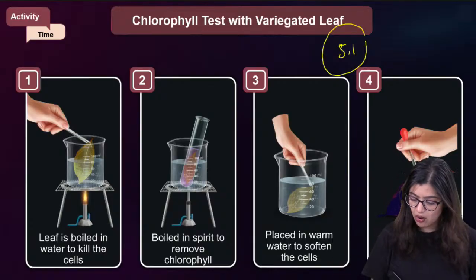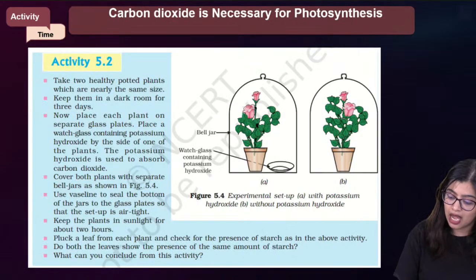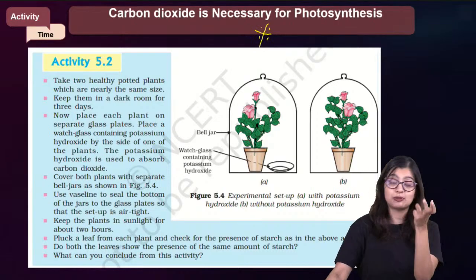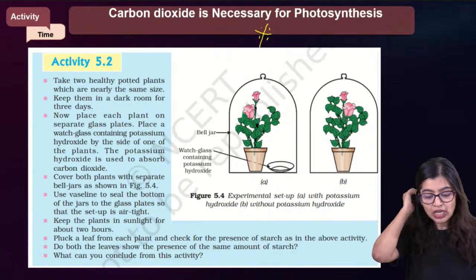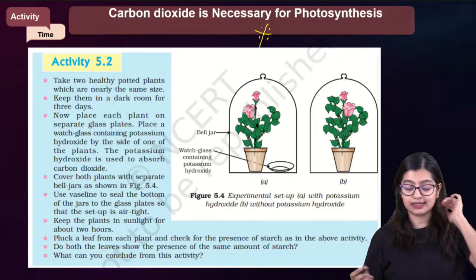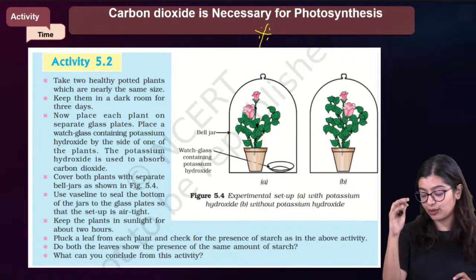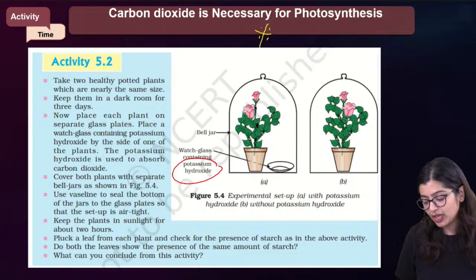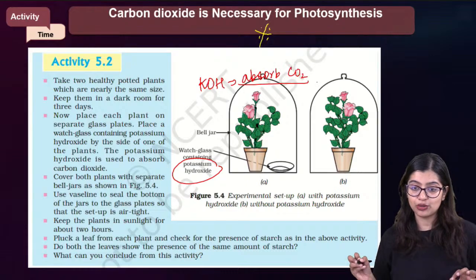Awesome. Now let's go on to the second activity, which is activity 5.2. Activity 5.2 is normally asked in combination with the respiration topic, but not to worry, it's pretty simple even if they ask you with respiration. Here they're asking why carbon dioxide is necessary for photosynthesis. A very important thing to remember is using a chemical called potassium hydroxide, which has the ability to absorb carbon dioxide.